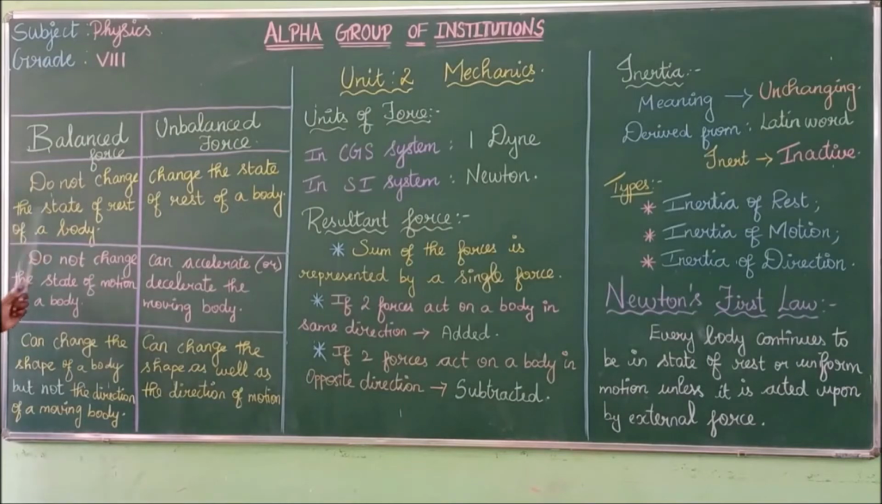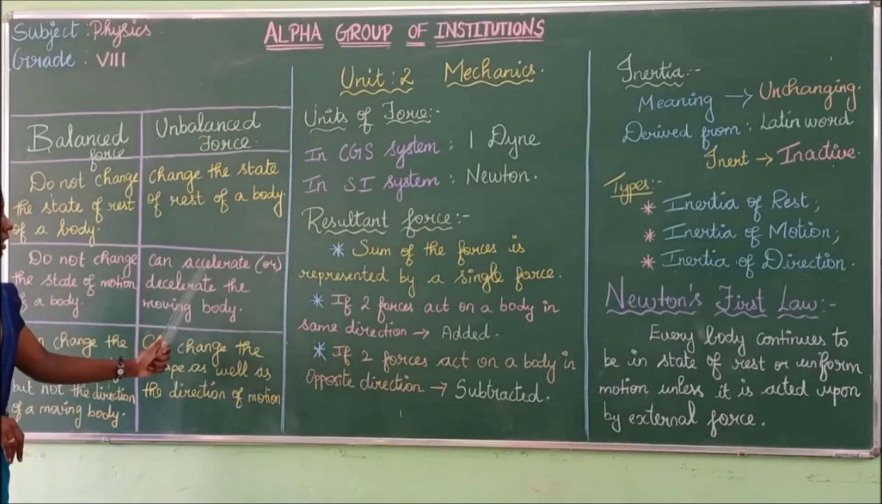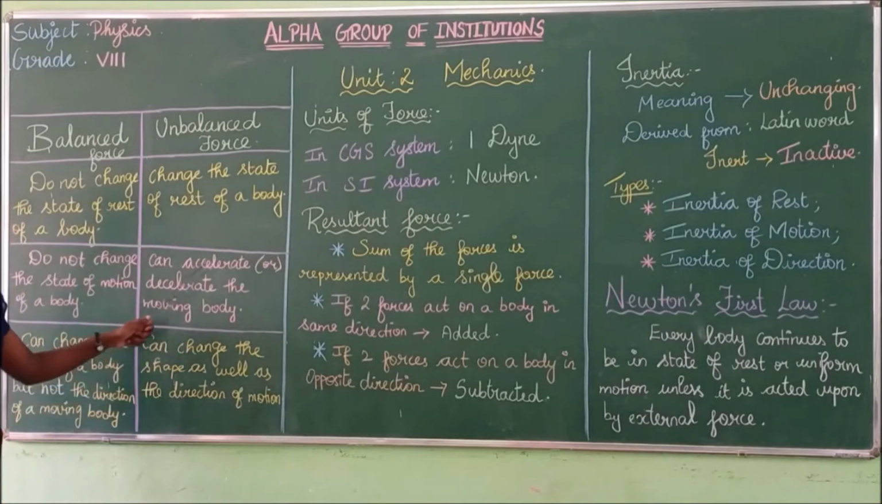Balanced force does not change the state of rest or state of motion. Unbalanced force changes the state of rest of a body. It can accelerate or decelerate a moving body. Accelerate is nothing but it can increase the speed and decrease the speed of the moving body.